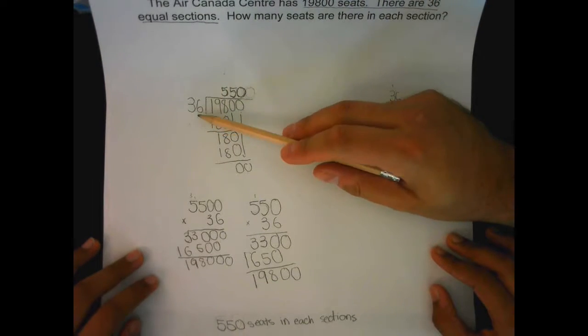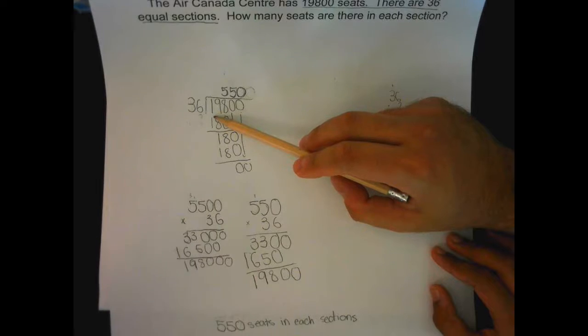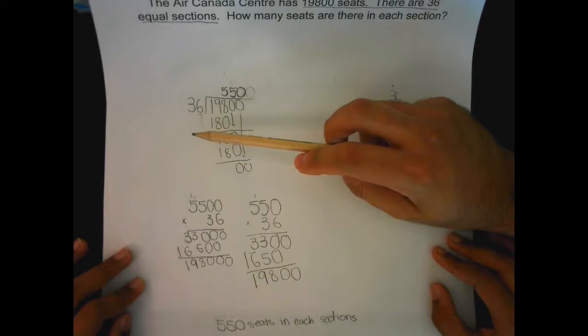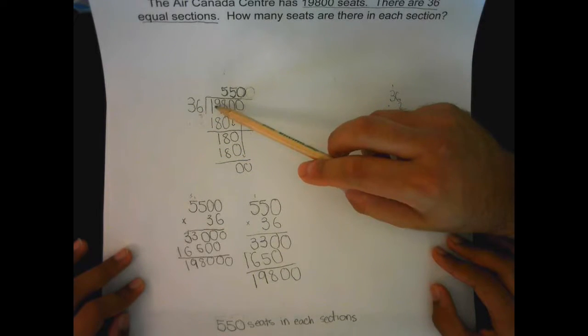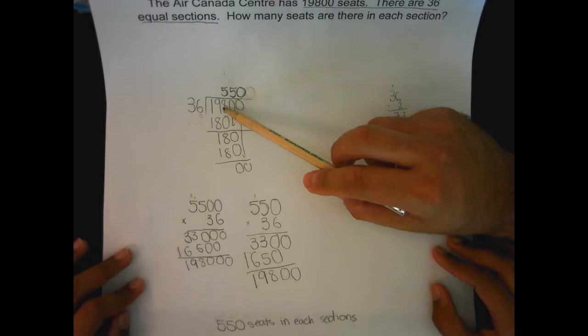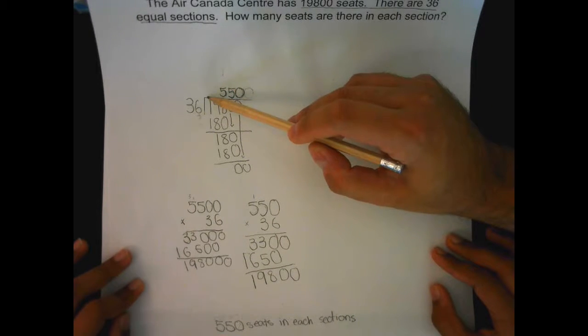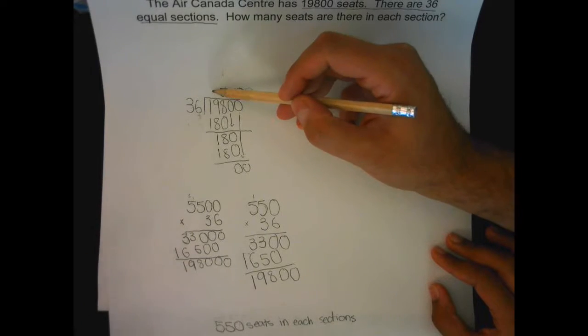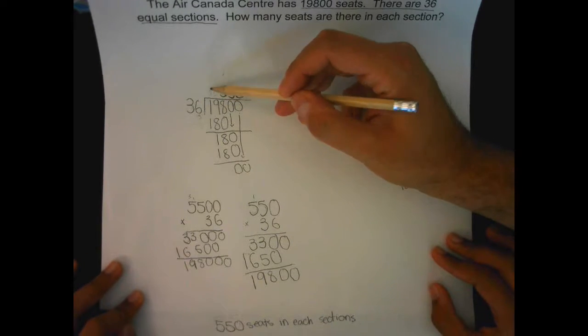Okay, so why did you not do 36 into 1? Because 36 can't go into 1. And then when you found out that 36 couldn't go into 1, what was the next number you tried? 19. And does 36 fit into 19? No. And why did you leave nothing on top of the 9? You can put zeros. You can put 0. Okay, let's just put a 0. Or you can leave them blank.